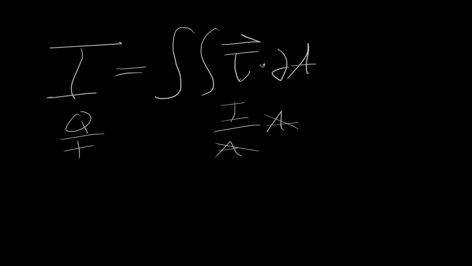This is a very good equation whenever our current density varies as it passes through some type of wire, which happens often. Now let's get into our practice problem where we can apply this idea.